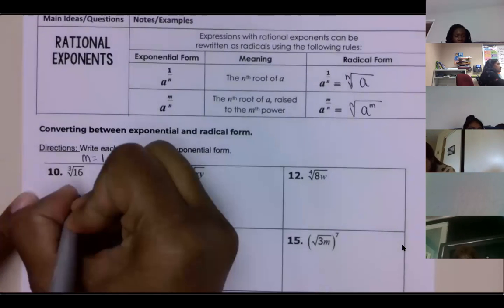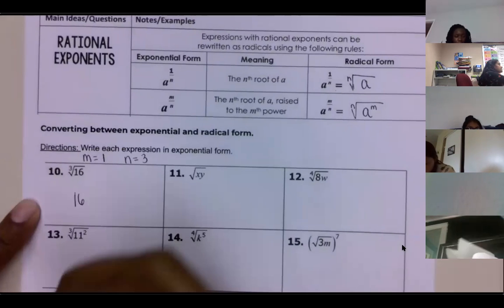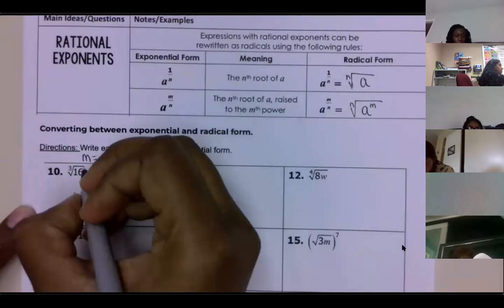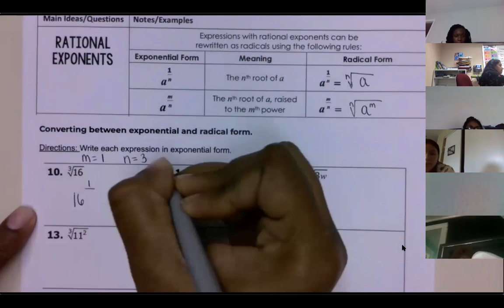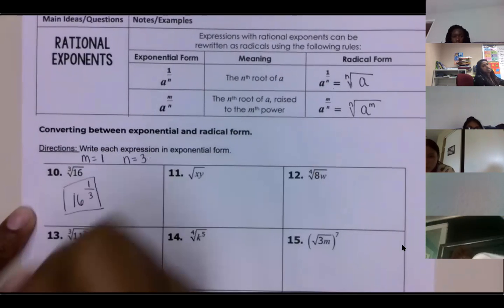You keep the base, so whatever is underneath the radical. In this case, it's 16. And then you raise it to the power of m over n. So that's your fraction. M goes on the top, so 1 over 3. So it's 16 to the 1/3.